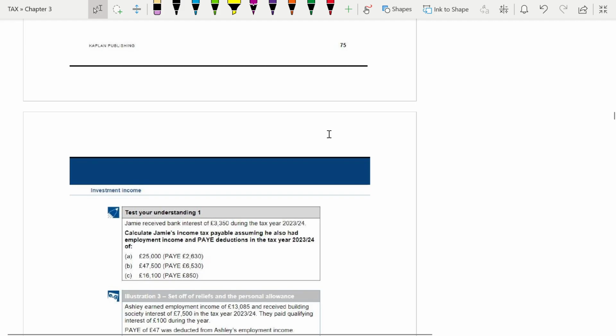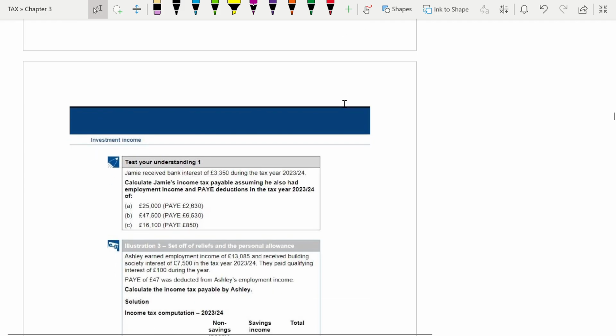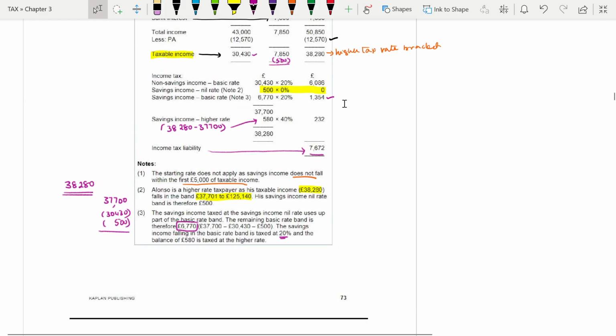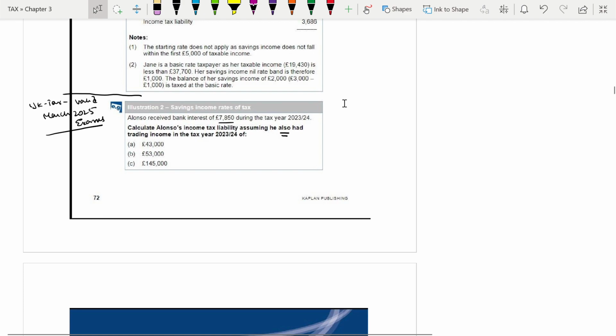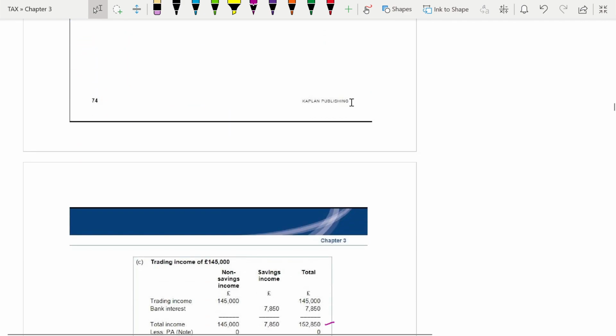What they are saying: James received a bank interest of 3,350 during the tax year 2023-24. Now, what is the pay as you earn? Pay as you earn is 2,630. In the previous case they had not given pay as you earn. In this case, they have added pay as you earn.